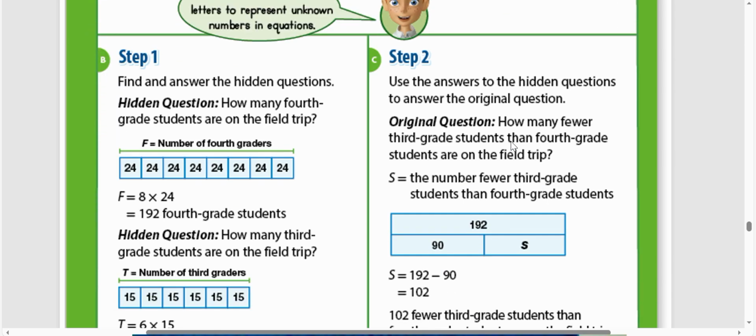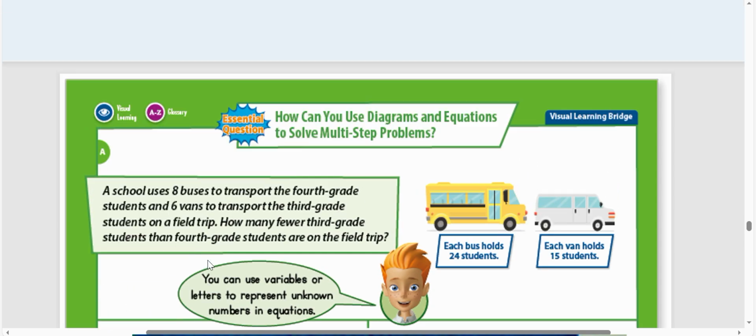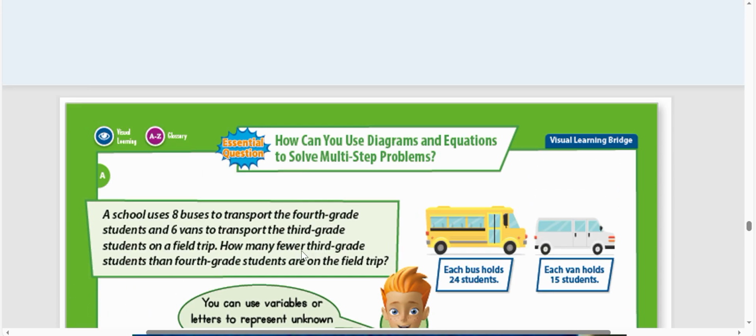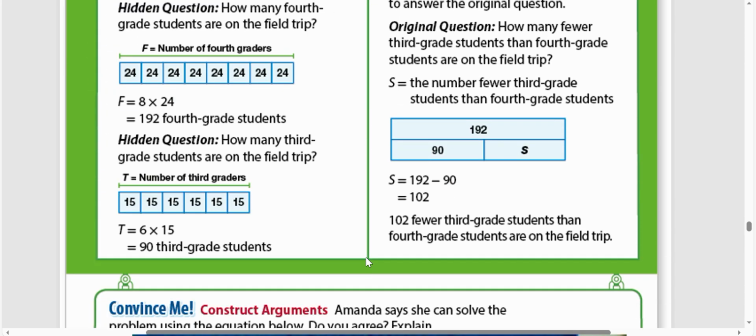You can use a bar model here to find the answer. 24 times 8 equals 192, and the number of students in the vans is 6 times 15 equals 90, and then we put them together to find the answer. Oh, we want to find the difference. He asked here how many fewer third graders. Fewer means difference. Then you can find the difference between two numbers. Subtract between 192, the number of students in the buses, and 90, the number of students in the vans. The difference between them will be 102.